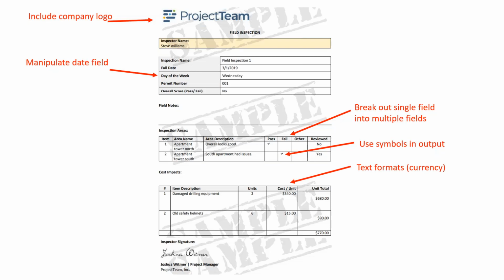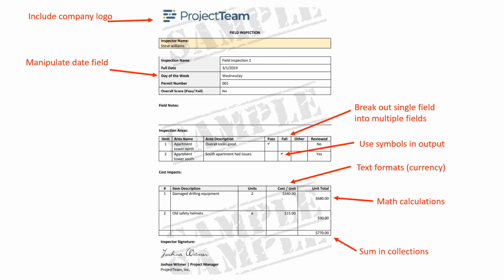Putting numbers into currency. So instead of just showing 340, we want to show the dollar sign and then the cents afterwards. How to do some calculations. I have two columns here, one for units, one for cost per unit. And then I also want to total that. So now I have my unit total there. I want to do a simple math.